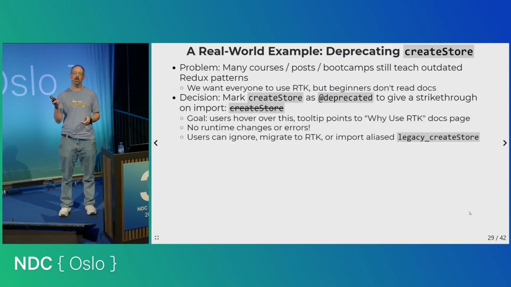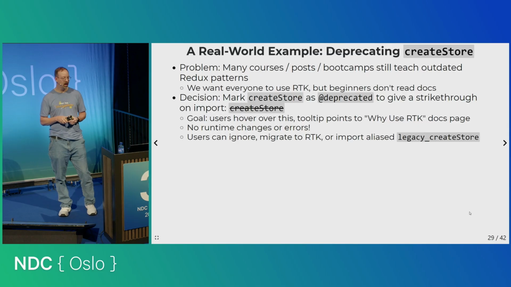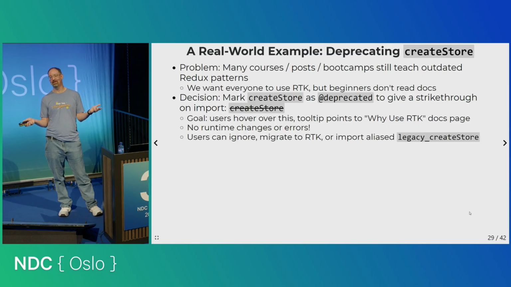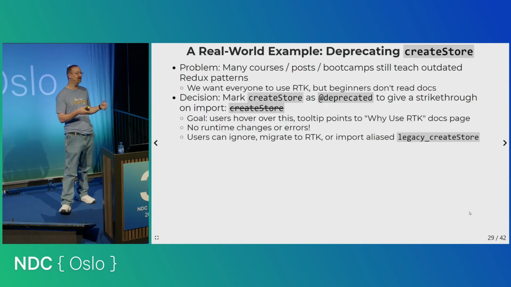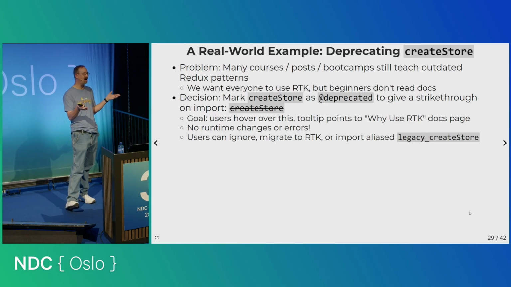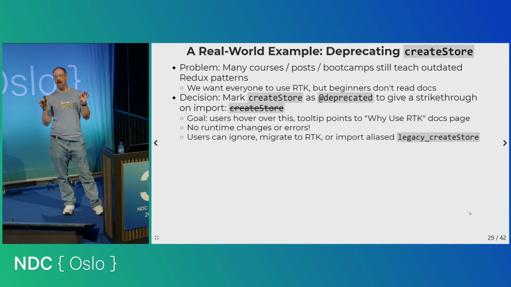So early '22, I thought about it. I'm like, you know what? The only way I have to communicate to people is via what we publish in the library itself. And really, beginners don't read documentation for a whole bunch of reasons. So even though we've said use Redux Toolkit in our docs, the people who need to read this aren't going to. So the idea that I had was that I would publish a new version of the Redux core library that just added the deprecated doc attribute to the main createStore method.